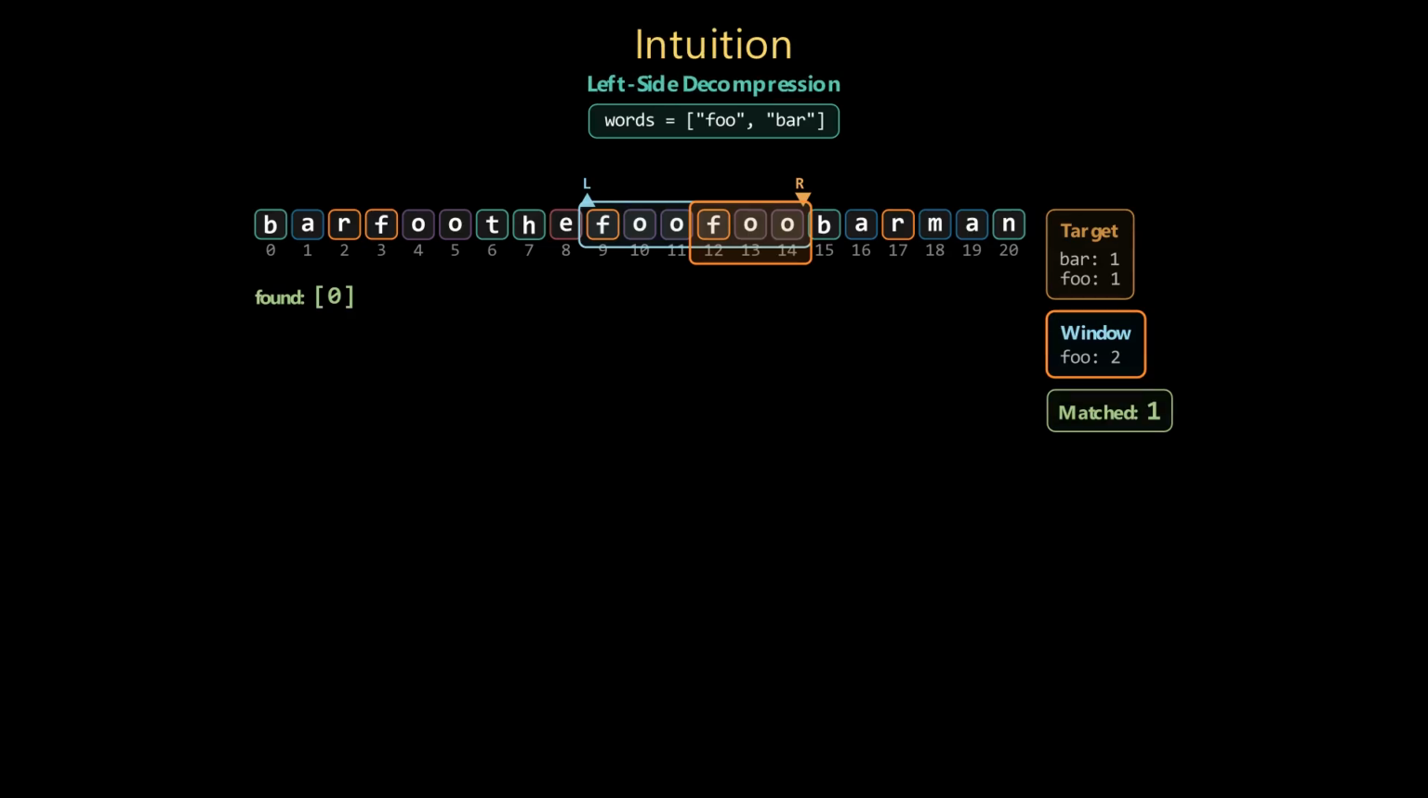To resolve this overcount, our left pointer springs into action. It steps forward by a full chunk of 3, evicting the older foo from our window frame. We subtract it from our window map, dropping our count of foo back down from 2 to 1. Our overcount is cleared, our window is valid again, and our matched counter remains stable at 1.